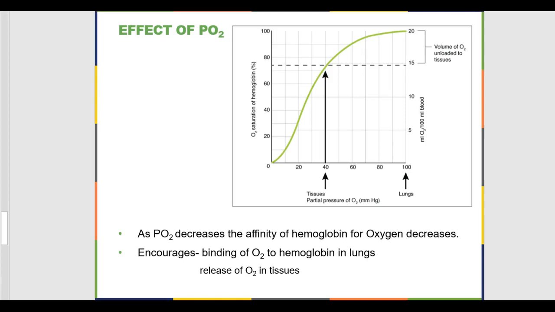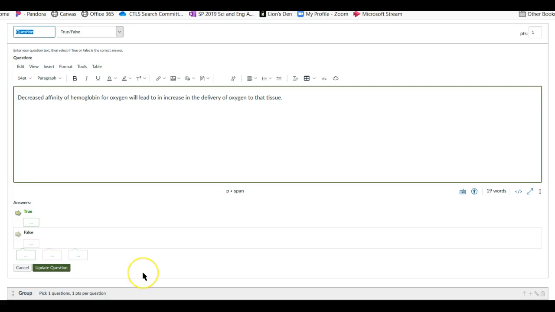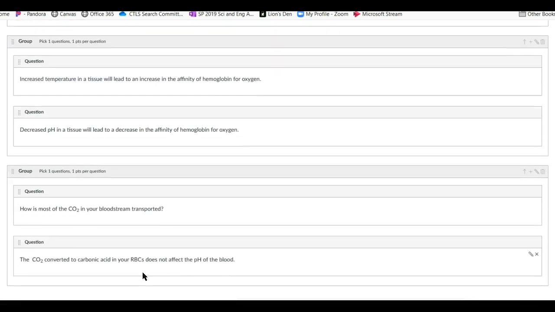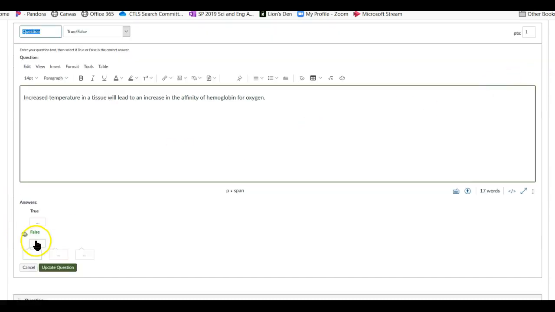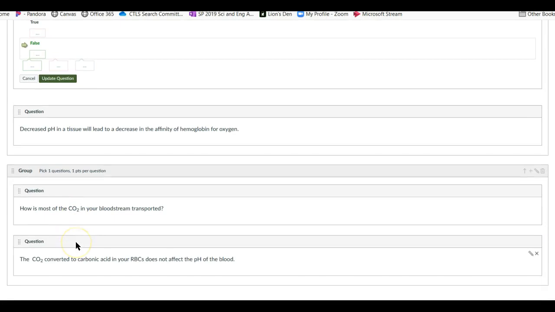So just pay attention to the affinity part, not the graph, if the graph does not help you. But I myself like the graphs. So then let's just go back to the questions. If we increase the temperature in a tissue, this will lead to an increase in the affinity. That is wrong, right? We want a decrease in the affinity. We want hemoglobin to let go of the oxygen, so that is false.